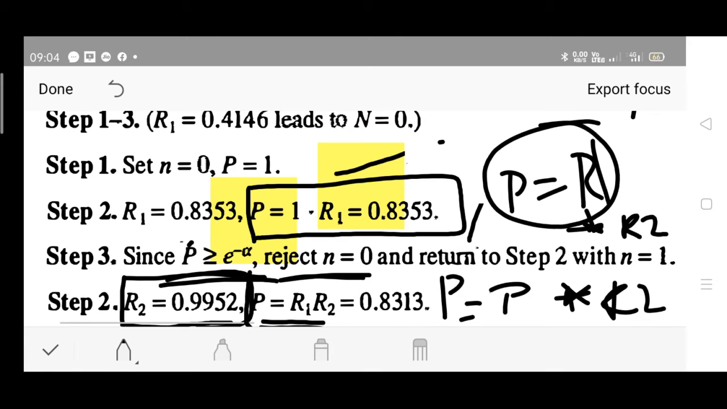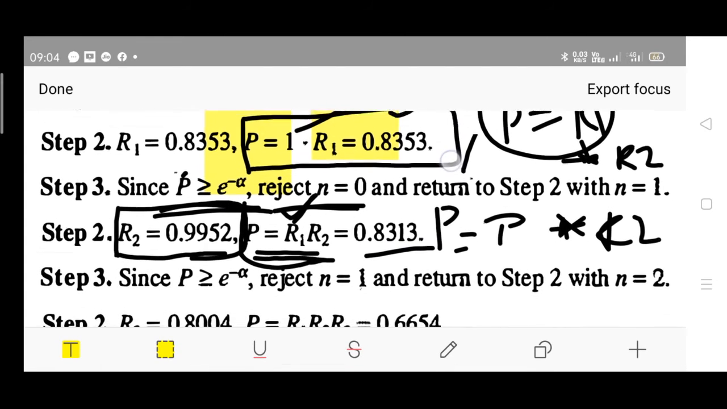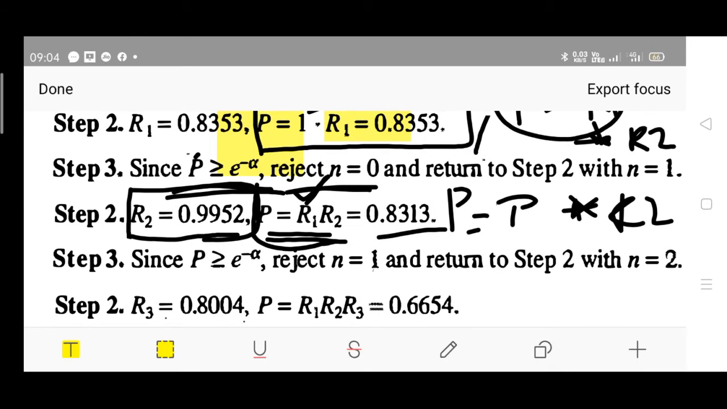Please try to understand these things. p equal to r1 into r2. That means the previous value of p in multiplication with r2. What is the previous value of p? Check here, this formula. It is r1, right? Things are very clear. So you have to find 0.8353 in multiplication with 0.9952. You will be getting this answer after multiplication. You perform the multiplication. Once again, go for testing.